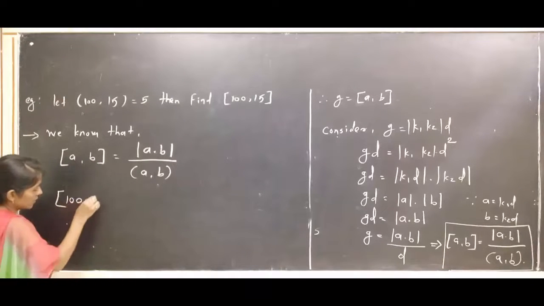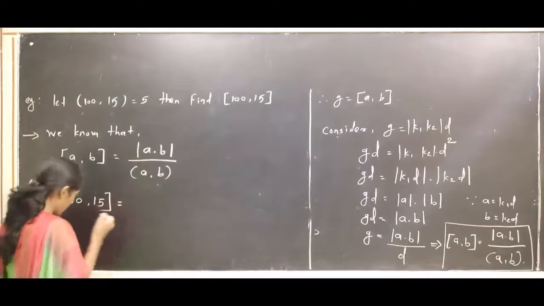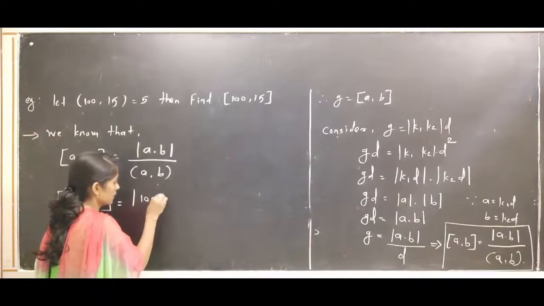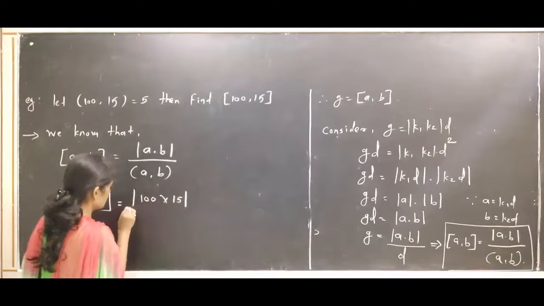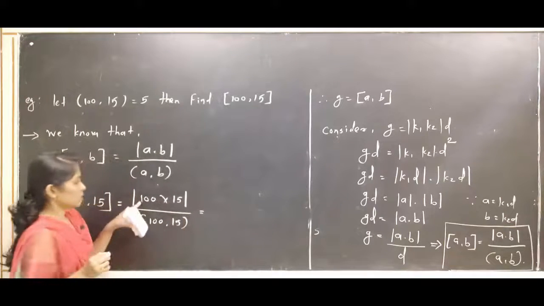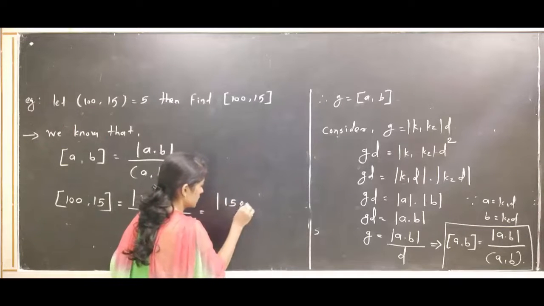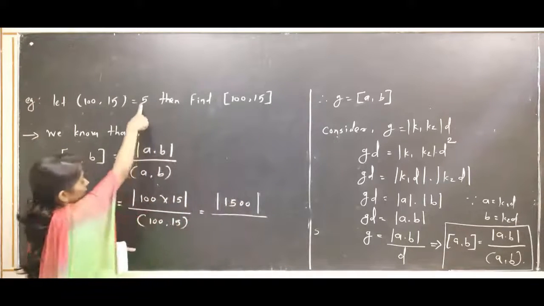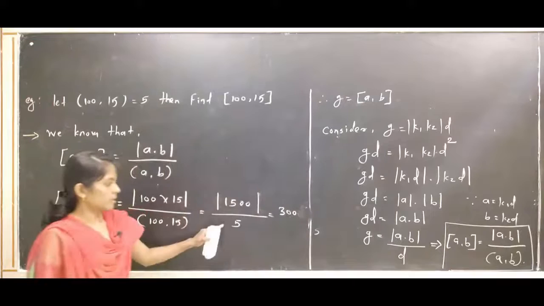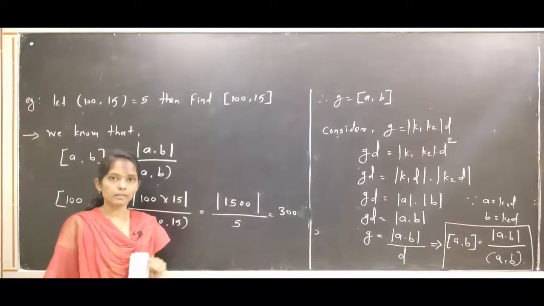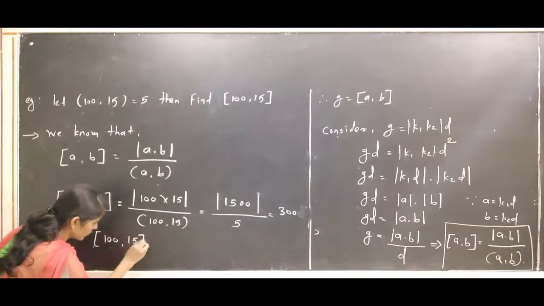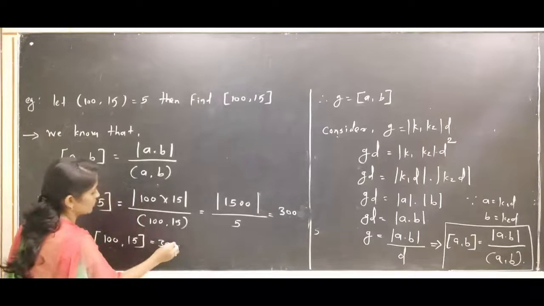So we get LCM of 115 is equal to mod of 100 into 15 divided by GCD of 115, which is equal to, so 100 into 15 is 1500 divided by GCD, which is 5. So we get 300. 5 divides 1500, so we get 300. Therefore, LCM of 115 is equal to 300.